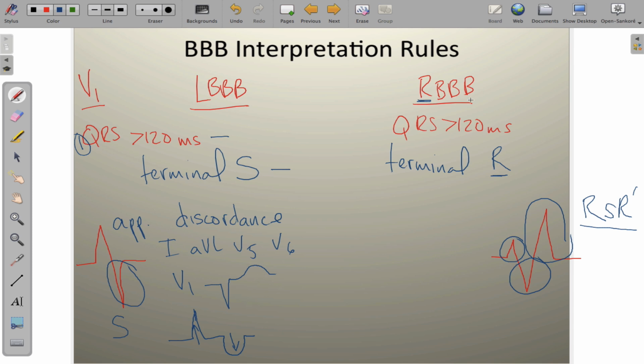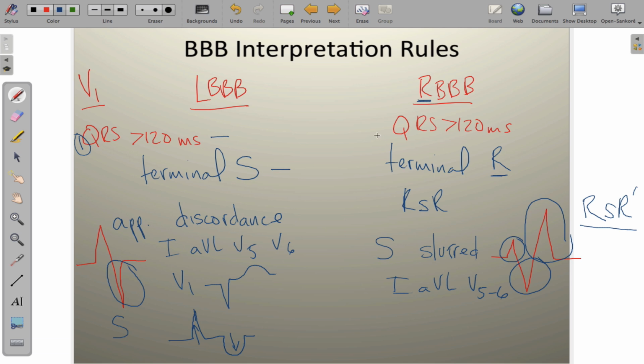All right, so in right bundle branch block, we're going to look at it a little bit differently. We're going to find a wide QRS, a terminal R wave, and really what we're looking for is an RSR pattern, just like the one I've drawn here. And we're also going to find that the S wave is going to be slurred in the lateral leads. So these are leads 1, AVL, V5, and 6. We're going to find this slurred S wave. And I'm going to show you some examples of that so that we can actually bring these rules together.